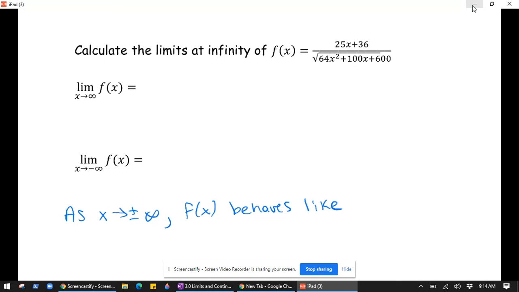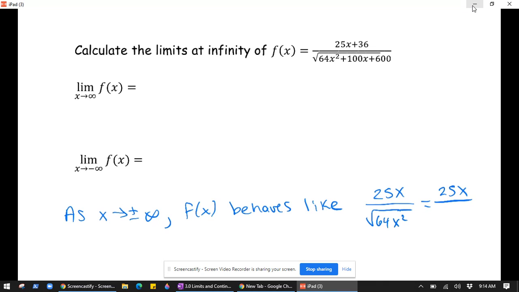So we're just going to take a look at the term with the leading power in the numerator, which is 25x. And just scanning the bottom, you can see 64x squared under the square root is the highest power there. So in the long run, f of x is going to behave like that expression here. Now, I'm not saying they're equal, they're not, but they're going to behave the same way. So if we simplify this a little bit, we'll see, you can write this.